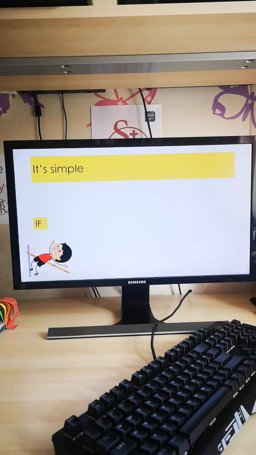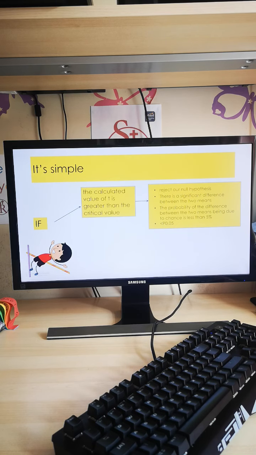Right, so if it is greater than the critical value, you should be saying everything in this top box. Reject your null hypothesis. There is a significant difference between the 2 means, or there is a significant association between the 2 variables if it's an association. The probability of the difference or association being due to chance is less than 5%. That's what you should be saying.